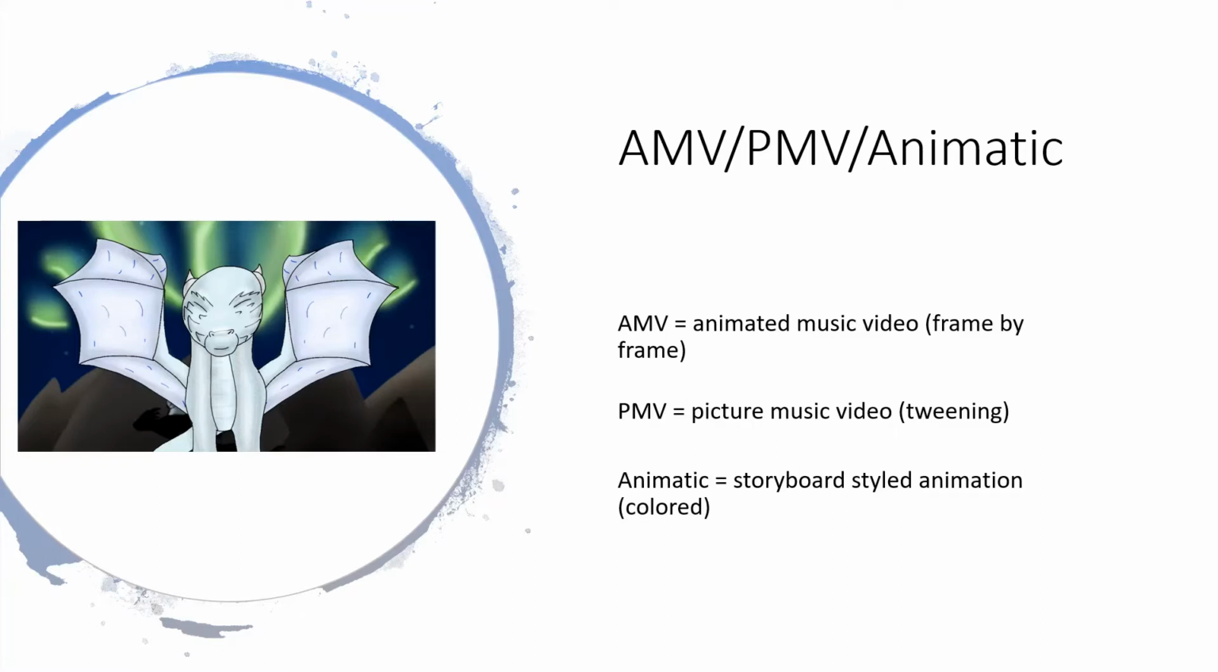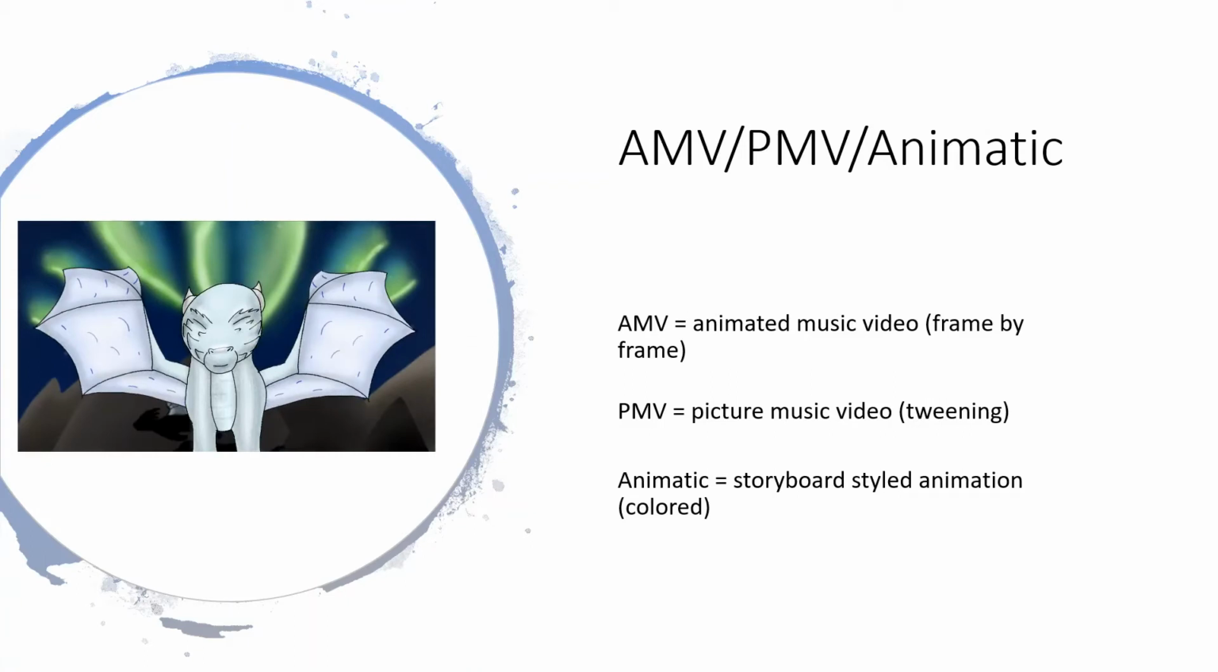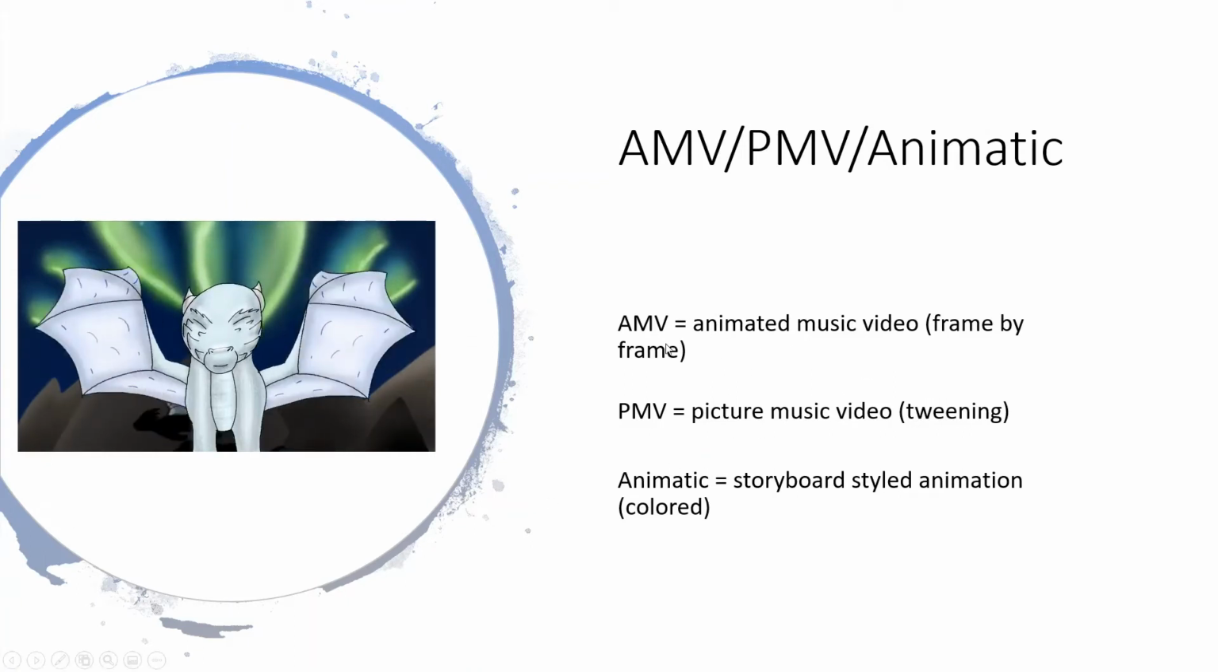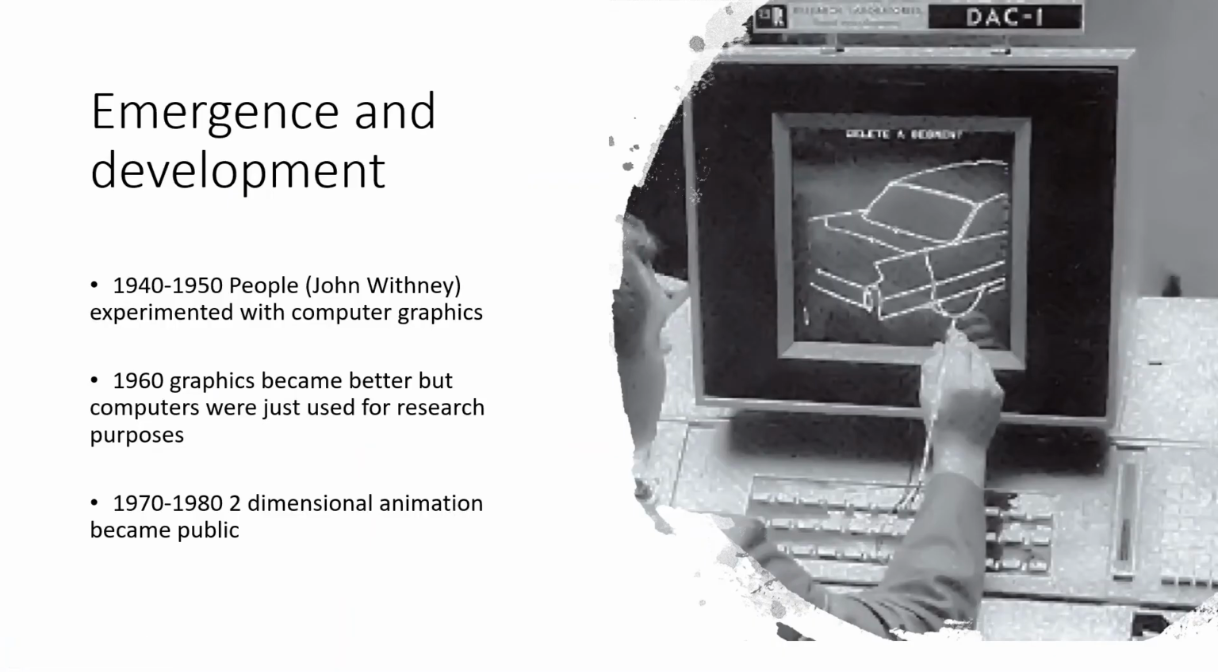AMV, PMV, and animatics. So here I have a little picture. The tail of the dragon is AMV. It's frame by frame. I've drawn it in every frame new. That's AMV, animated music video. PMV is picture music videos. Either a still standing frame or tweening, like you see the head and the wings going up and down. I haven't drawn them new every time. Animatic. That's a storyboard styled animation, and sometimes it's colored, but not all the time.